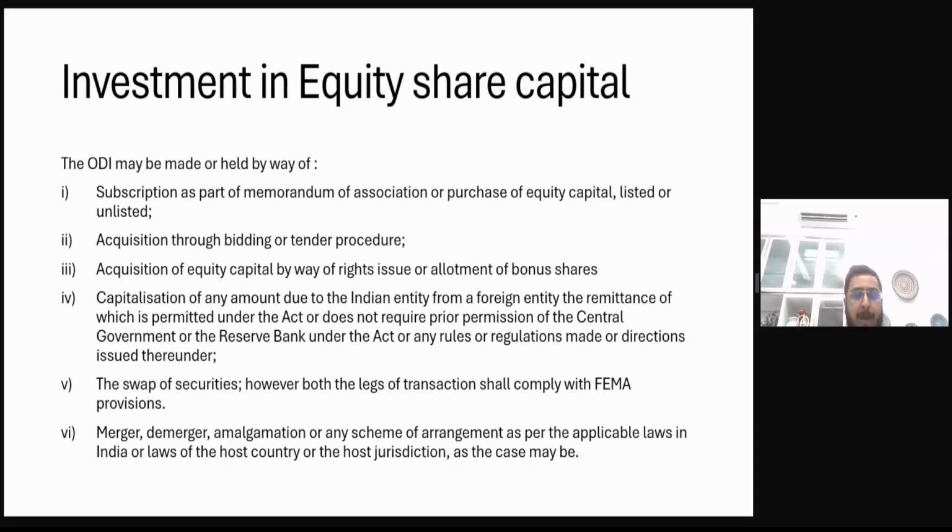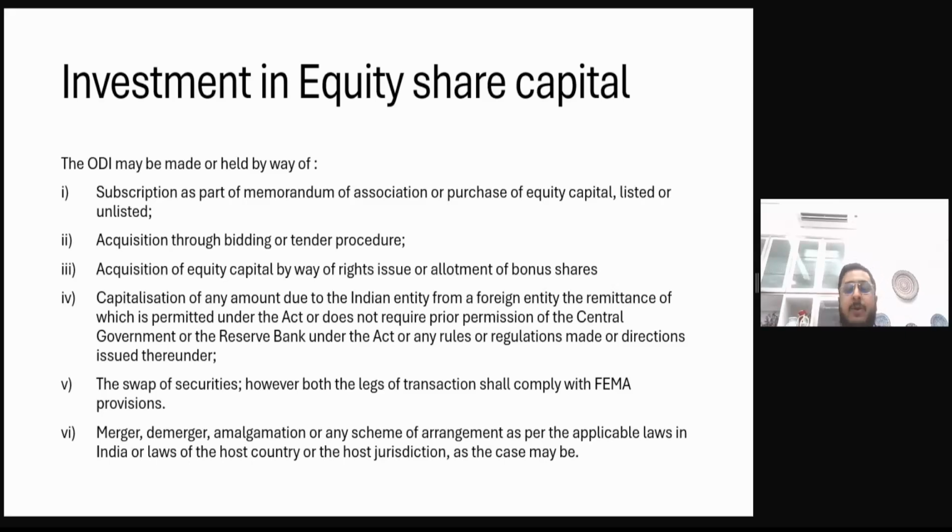Now we look part by part into the investment in equity share capital, the financial commitments, the loans and the guarantees. A lot of things we've already discussed, so we'll go a little fast. When doing investment in equity share capital, how can the ODI be done? By subscribing to the share capital, whether listed or unlisted, by a bidding or tender process, by acquisition through rights or by allotment of bonus shares. ODI equity capital can be obtained.